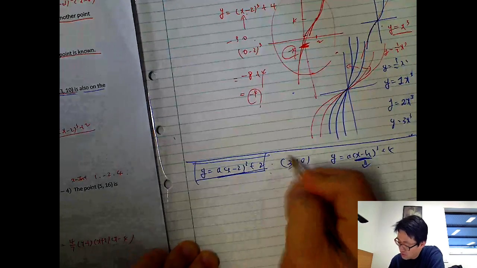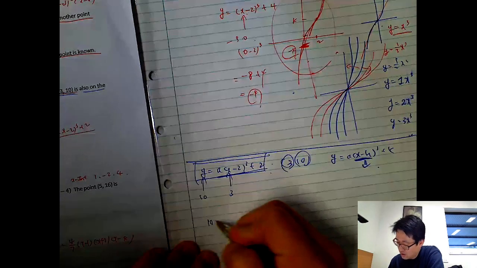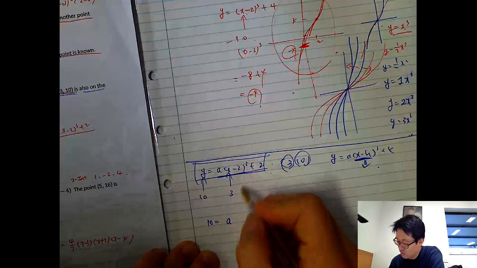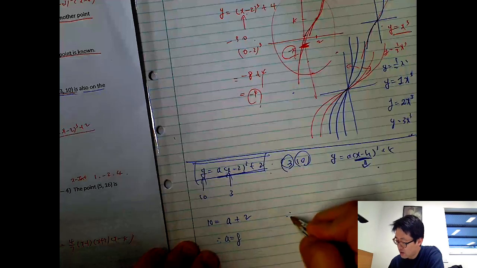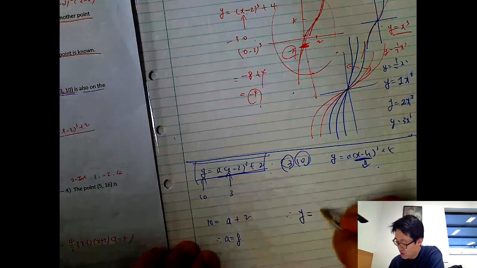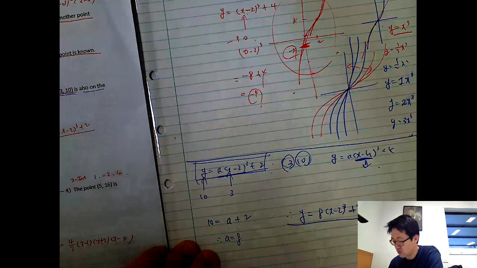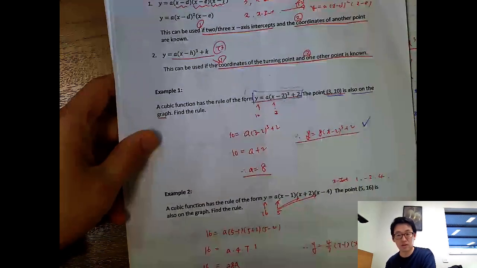And then all I need to do, when x is 3, y is 10. 10 equals a times (3 minus 2), which is 1, cubed, plus 2, therefore a is 8. y equals 8(x minus 2) cubed plus 2. Let's go and check that. Yes, I get that. Good.